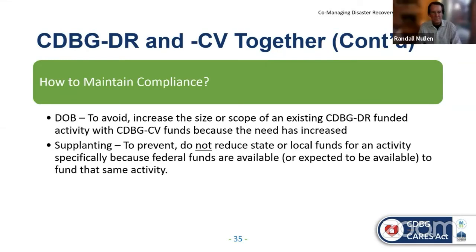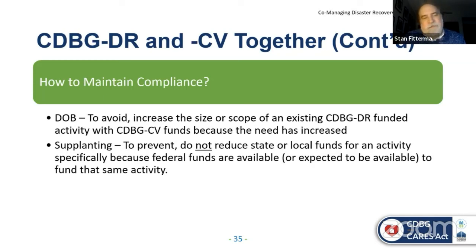All right, how to maintain compliance. Well, duplication of benefits. To avoid it, increase the size or scope of an existing DR funded activity with CV funds because the need has increased. An example of this: a public facility that was damaged by a disaster, which you were planning to rebuild. Now you also realize that a better HVAC system with more ventilation, or UVGI or HEPA filters, may be something that would make sense. So you would expand the scope of the DR repairs to include some CDBG-CV funded additional repairs to the HVAC system, for example.